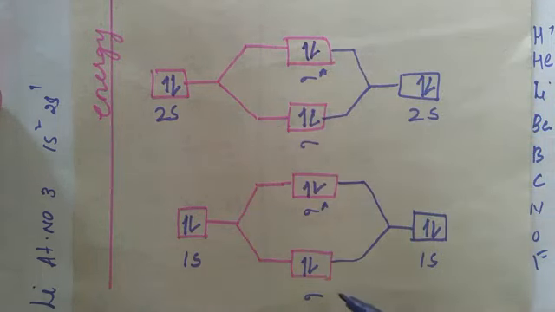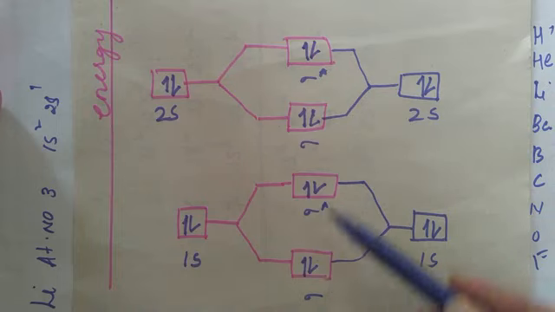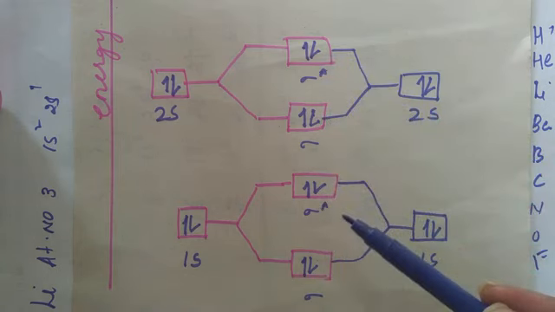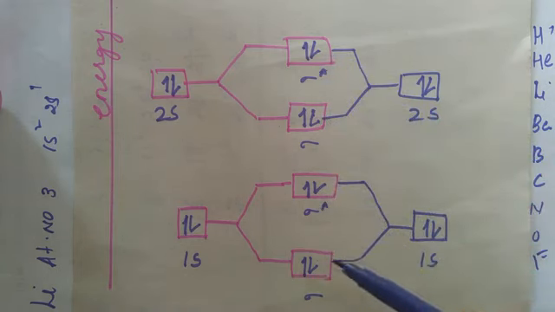Now how many electrons are there in the bonding molecular orbital? 4. Anti-bonding, how many are there? 4. 4 minus 4 is 0. 0 into half is 0. So does the beryllium molecule exist? No.